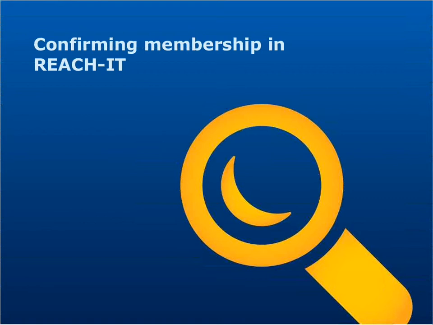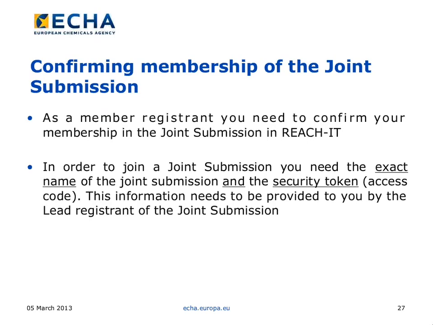Okay, and moving on now to ReachIT, we will have a look at how to confirm membership to a joint submission. As a member registrant, you need to confirm your membership in the joint submission in ReachIT. In order to do so, you will need the exact name of the joint submission and the security token. And this information needs to be provided to you by the lead registrant of the joint submission.